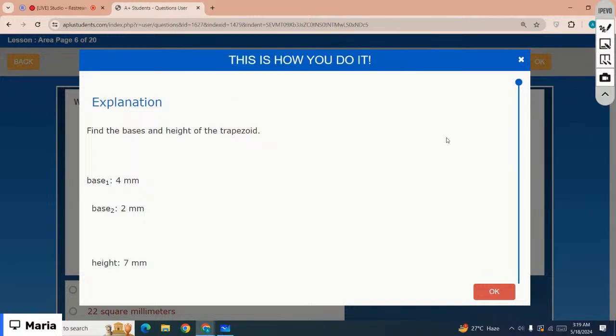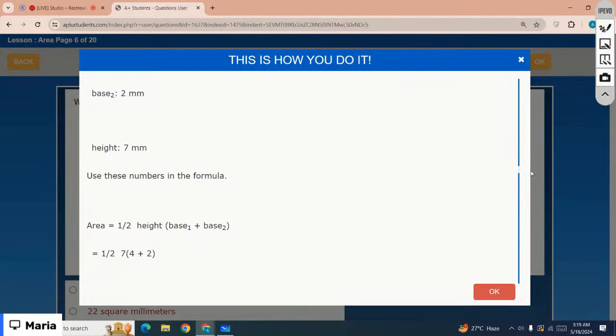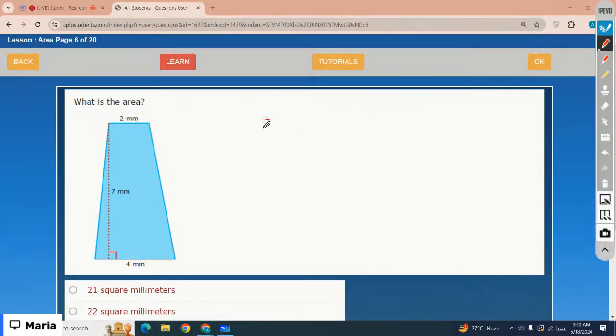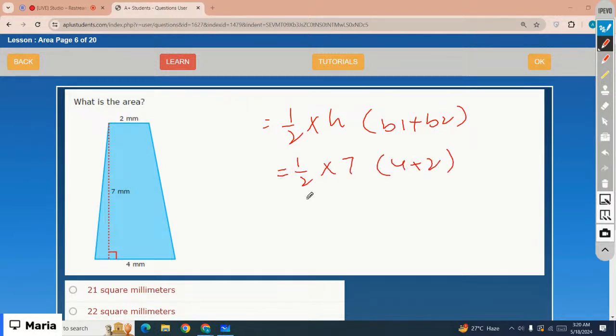Okay, that is the trapezoid. The bases are 4 and 2. The height is 7. The formula is half times height times base 1 plus base 2, right? So that is half times height 7, and 4 plus 2 is 6. 7 times 6 is 42. 42 divided by 2 is 21. The correct option is 21, not 22.